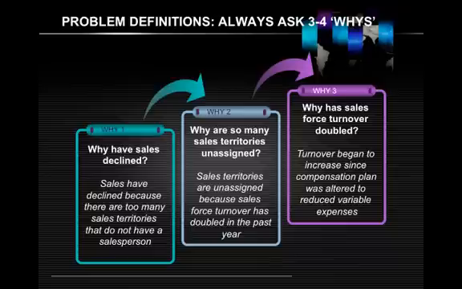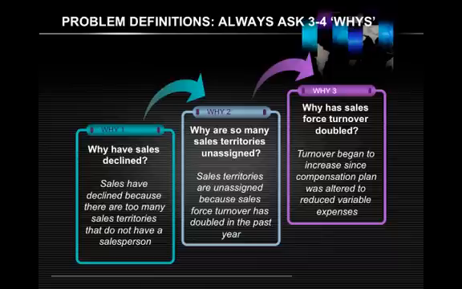So let's say in the case study, it is said that sales are declining. So how do you use the four or let's say the five whys approach? Here, for the sake of illustration, I'm showing you three whys, right? So why have sales declined? Let's say we call it why number one. Sales have declined because there are too many sales territories that do not have a salesperson.